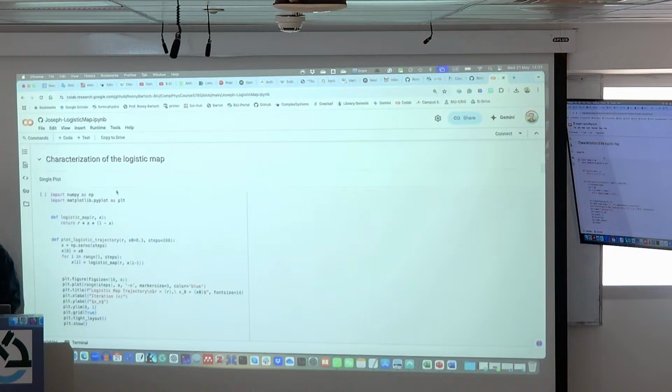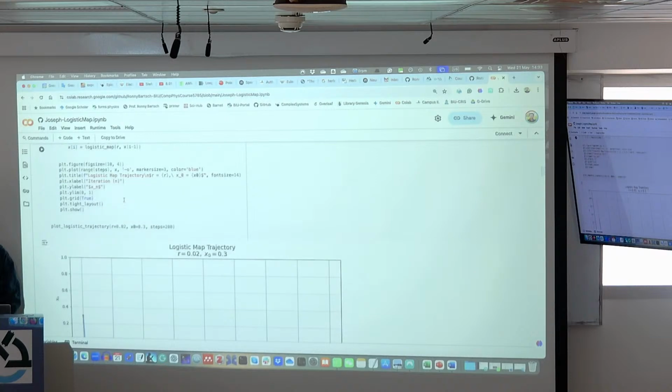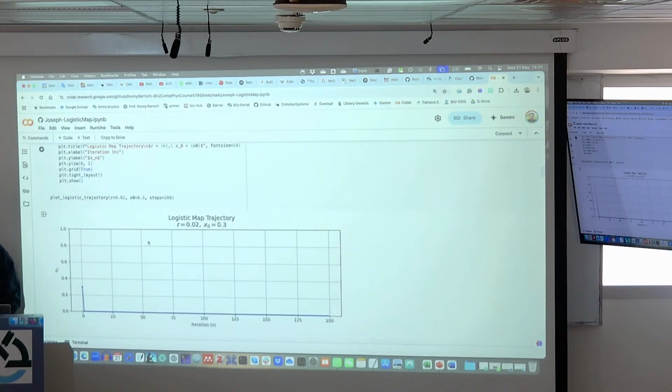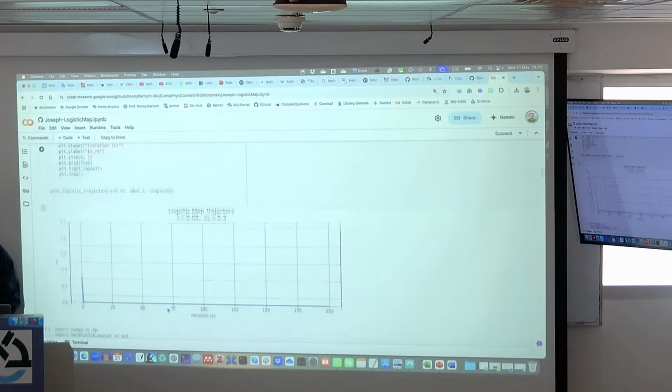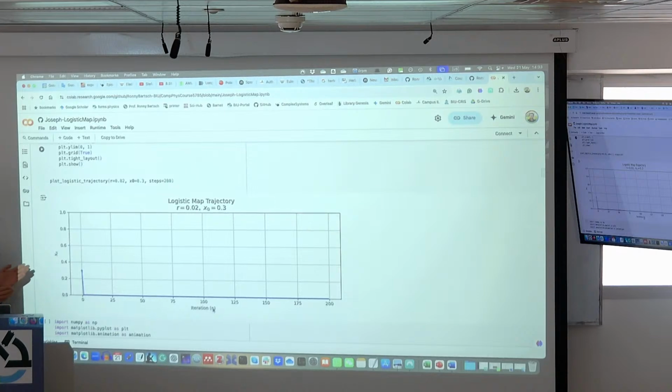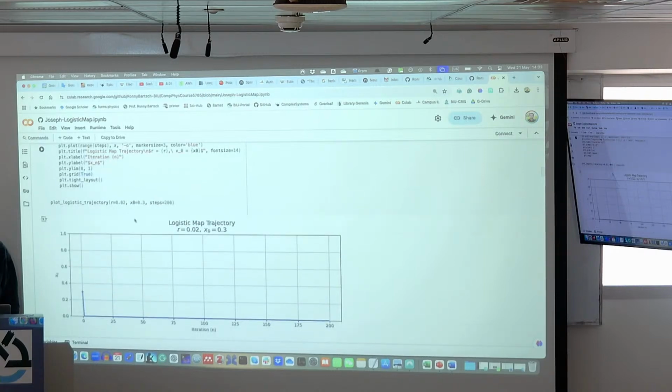So first is the characterization of the logistic map. We plot the logistic map to see how it changes as I change the parameter, and how you calculate the iteration again and again. If you have R at 0.2, it will go close to the 0 constant. So you have 0.3, the population of rabbits is 0.3 at the beginning, and then it dies out, right? Because your R is so small. That's what you're saying.